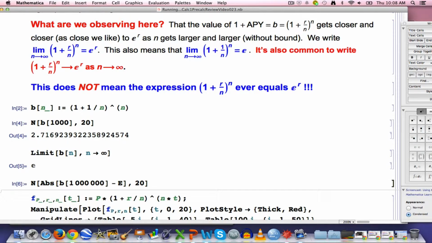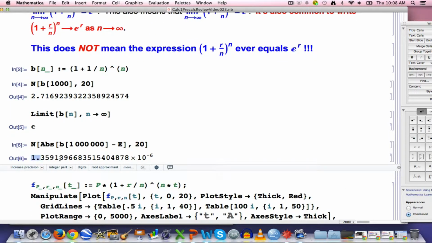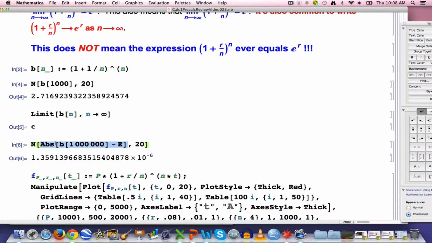And look at this. It's a small number on the order of 10 to the negative 6 power. What is this thing representing? That's the absolute value, ABS, of this difference, b of a million minus the number e. I said in the last video, and I'm going to re-emphasize now, this is very important: the absolute value of the difference of two numbers represents the distance between them. I'll say that again, write it down. The absolute value of the difference of two numbers, say a and b, the absolute value of a minus b or b minus a, equals the distance between them.